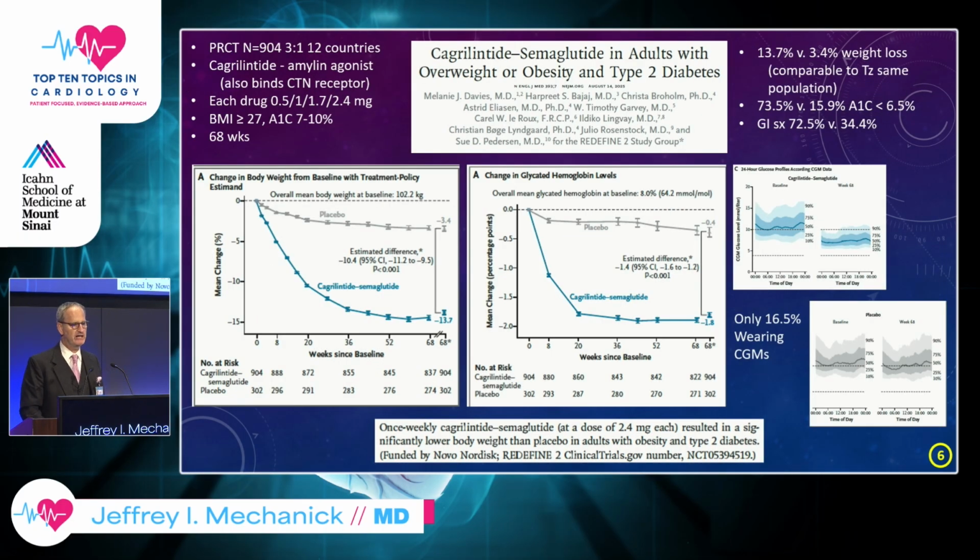Cagrilintide, semaglutide. Cagrilintide is an amylin antagonist, and it binds the calcitonin receptor as well. This is a combination medicine. Basically, I included this study because this is coming out.